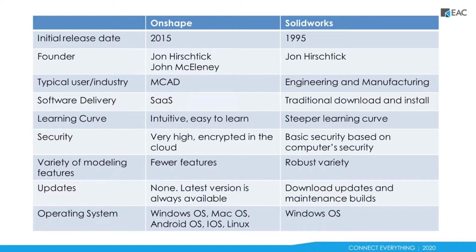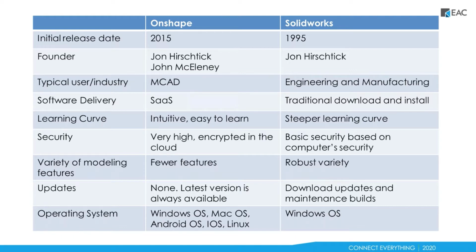But I wanted to start initially with a little bit of the history of how these two products came about. First of all, Onshape was released in 2015, SOLIDWORKS in 1995. The founders, same people, same guy, John Hirschtek. Also with Onshape, we had John McElney. But as you will be able to tell, the two systems are very, very similar, although their architecture is totally different. Onshape is more of an MCAD solution, so mechanical CAD, where SOLIDWORKS is a little more robust, so it can do engineering and manufacturing.